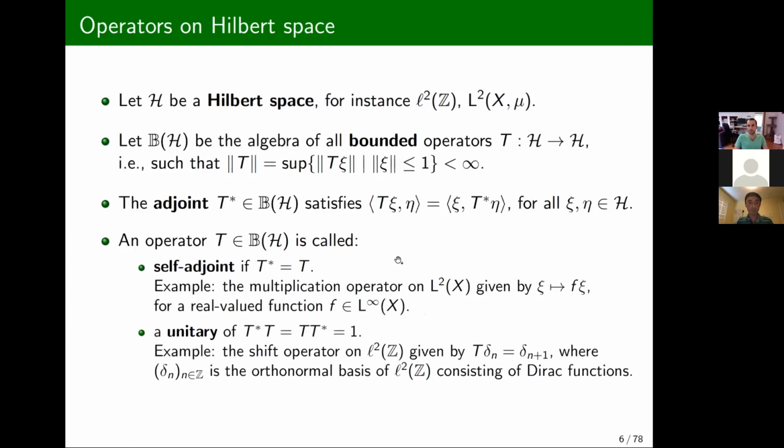And then an operator T is a unitary if T star T is equal to T T star, and they're both the identity. So for instance, you can take the shift operator on L2 of Z, which takes the Dirac mass at n to the Dirac mass at n plus 1. So here and after in my talk, I will denote by delta of X the orthonormal basis of little L2 of X consisting of the Dirac functions. All right. So this is the basic setup of operators on Hilbert space.